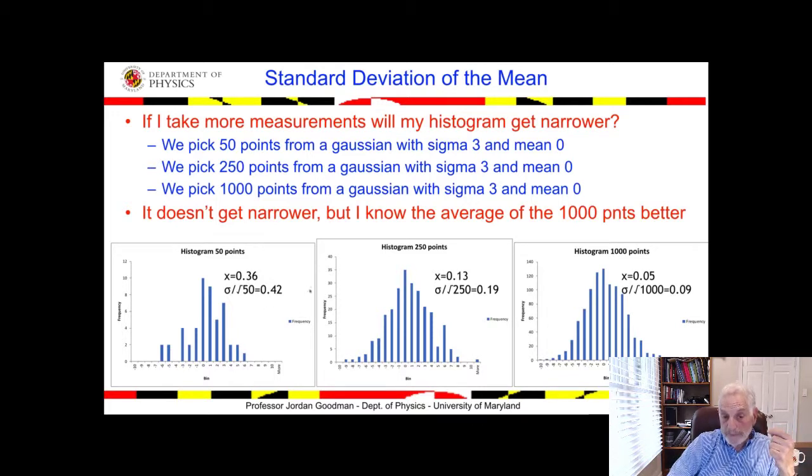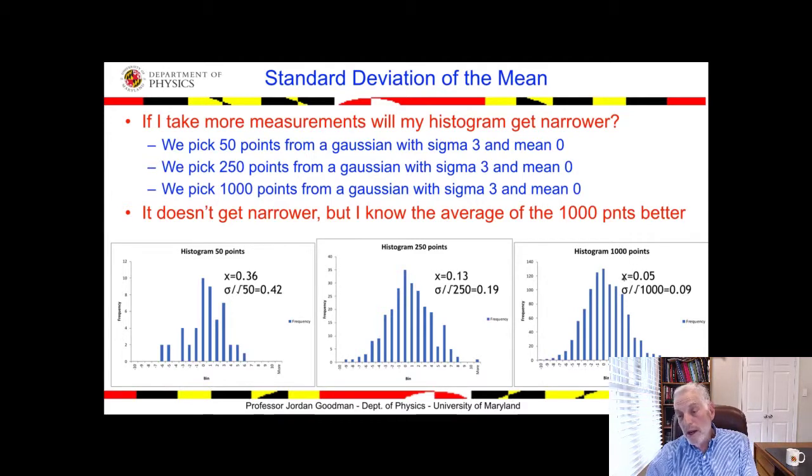So if we look at the 250 histogram, I get an average which is closer to 0 to start with, 0.13. And again, sigma over the square root of 250 says I should know this to plus or minus 0.19. And again, a good fit. And the same is true with 1,000.